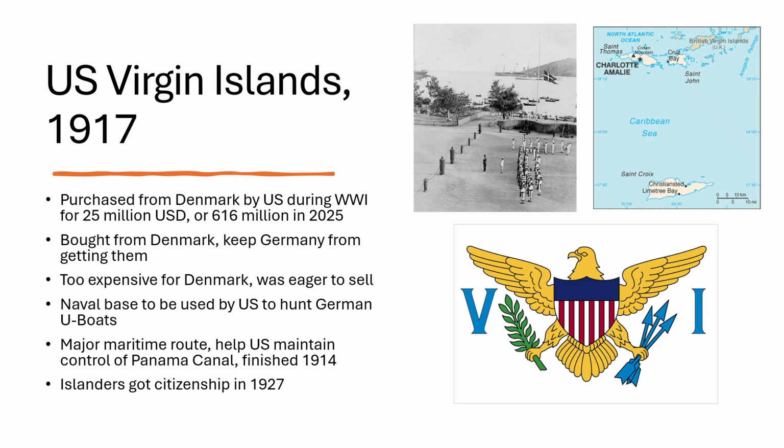It also protects the Panama Canal, because the Panama Canal was finished in 1914. You want to be able to not only ship to Europe, but you want to be able to ship from the Caribbean and the Atlantic region all the way over into the Pacific Ocean. And the islanders will get citizenship in 1927. The majority of the island's population was people of African descent who had been brought to those islands as slaves.